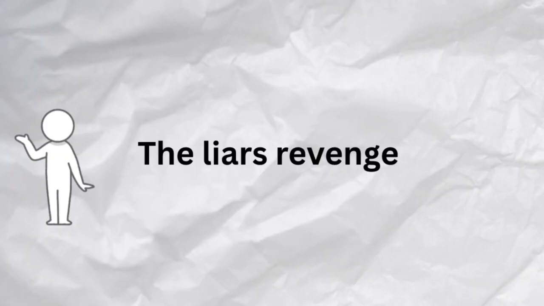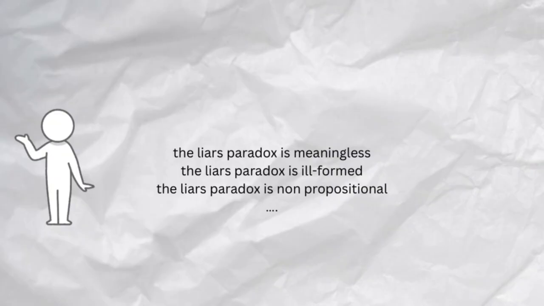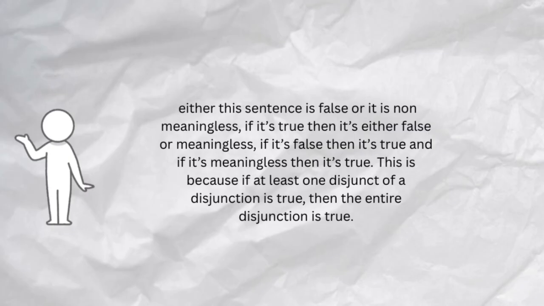There's a version of the liar's paradox that can be argued to challenge any objection to it. It's called the liar's revenge. Essentially, we make a disjunction containing the statement, either this sentence is false or Q, where Q is any direct objection to the liar's paradox, be it meaningless, ill-formed, non-valued, etc. So for instance, either this sentence is false or it is meaningless. If it's true, then it's either false or meaningless. If it's false, then it's true, and if it's meaningless, then it's true. This is because if at least one disjunct of a disjunction is true, then the entire disjunction is true.